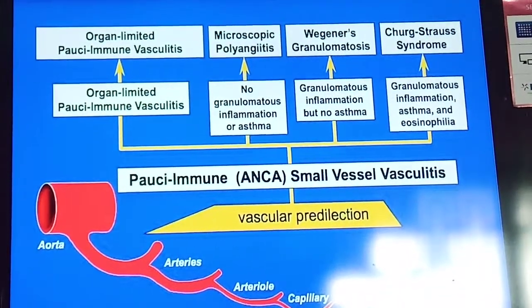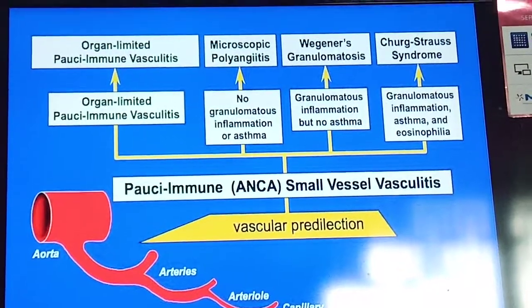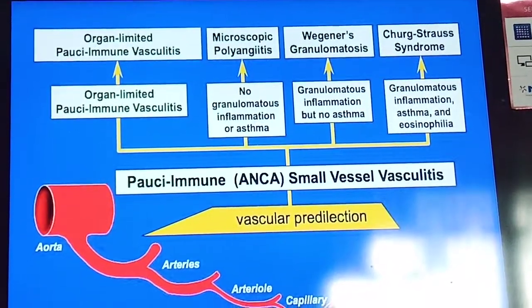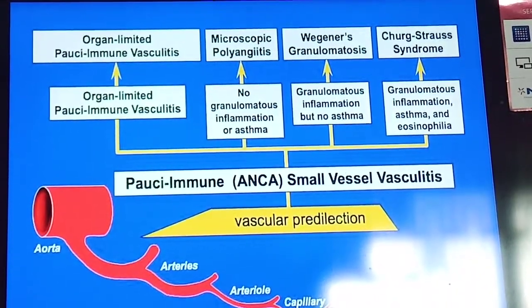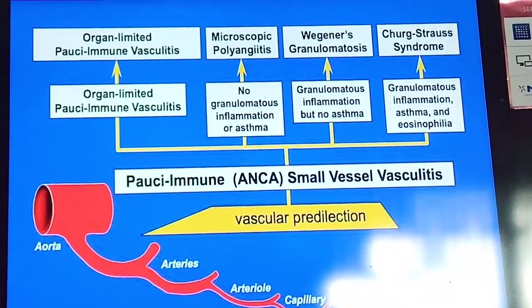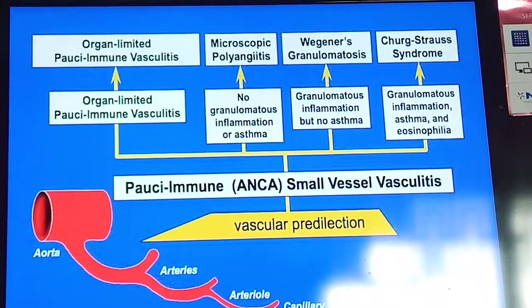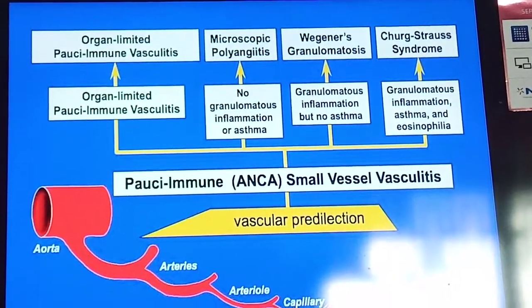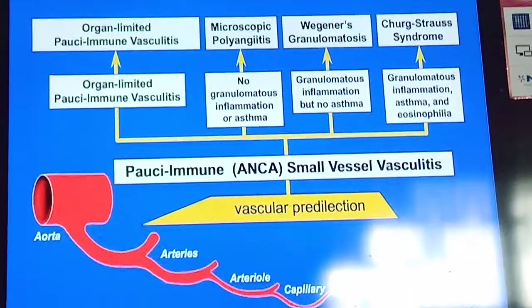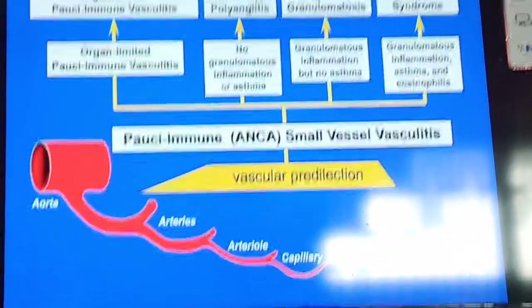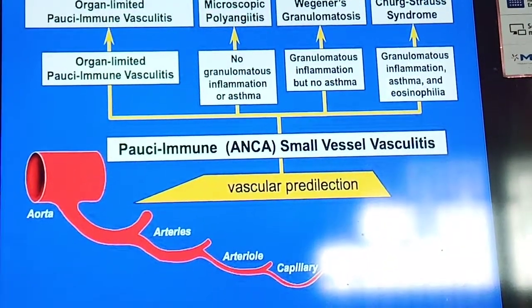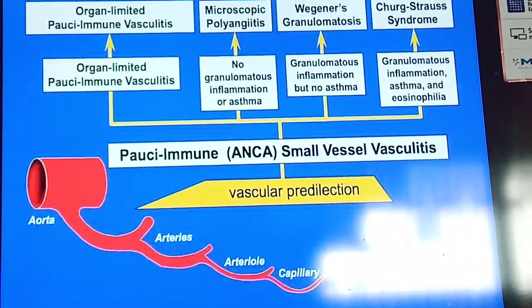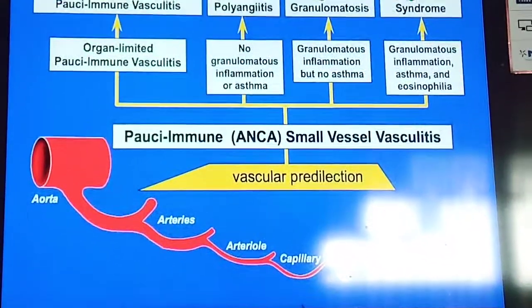So these are the examples of small vessel vasculitis. In the previous slide, you discussed small vessel vasculitis. Small vessel vasculitis is usually either ANCA associated or immune complex associated. In ANCA associated vasculitis, one is the organ limited pauci-immune vasculitis.